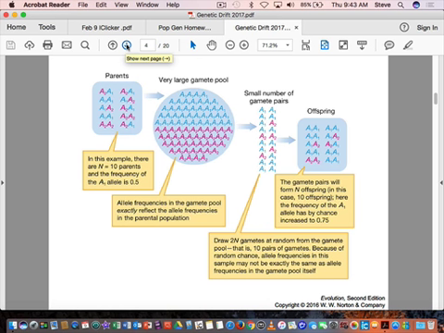By random chance, the allele frequencies in the sample may not be exactly the same as the allele frequencies in the gamete pool. The gamete pairs will form N offspring, and here the frequency of the A1 allele has, by chance, increased from 0.5. It's become much more common, 0.75. This is considered a random stochastic effect that occurs in small populations, and it is a very common phenomenon in nature.